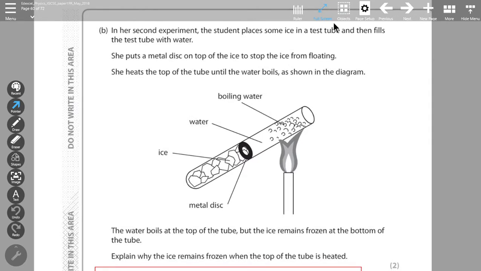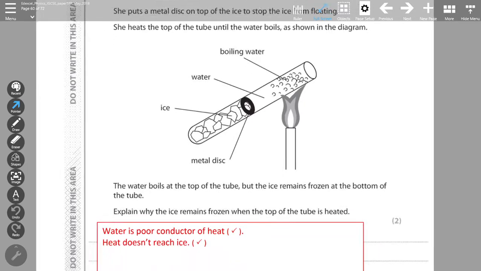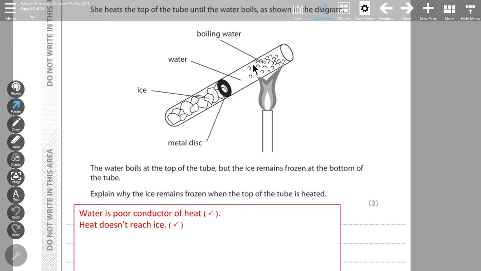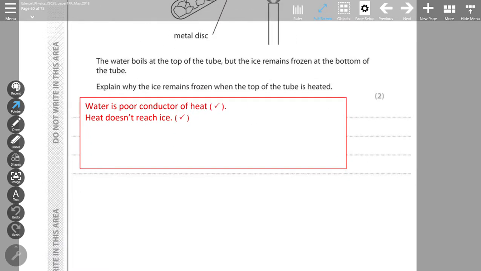In her second experiment, the student places some ice in a test tube and then fills the test tube with water. She puts a metal disc on top of the ice to stop the ice from floating. She heats the top of the tube until the water boils as shown in the diagram. The water boils, but because water is a poor conductor, heat doesn't reach the ice, and the ice doesn't melt. Explain why the ice remains frozen when the top of the tube is heated. Water is a poor conductor of heat, one idea. Heat doesn't reach the ice, another idea.